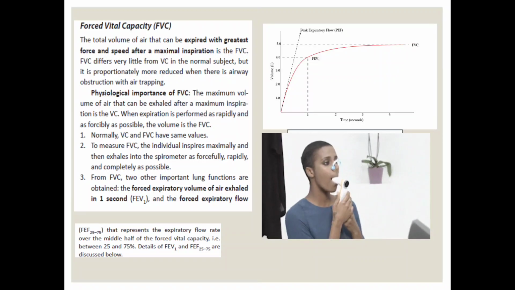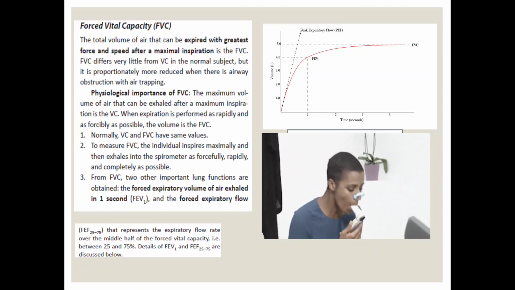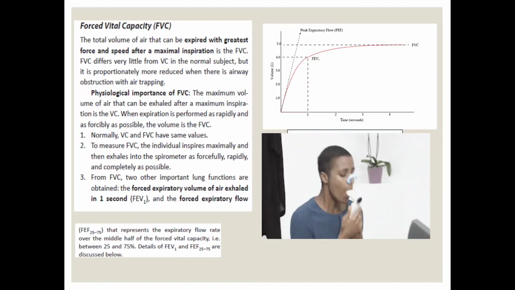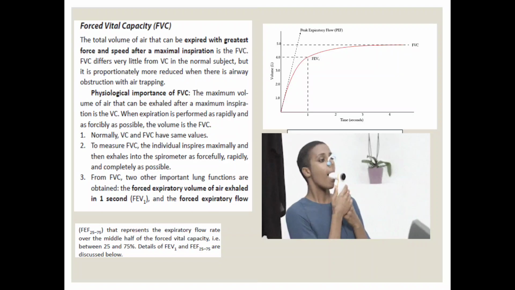Now, what is the physiological importance of forced vital capacity? The maximum volume of air that can be exhaled after maximum inspiration is VC, or vital capacity. When expiration is performed as rapidly and forcibly as possible, the volume is FVC. This measurement is very important because it helps to differentiate between obstructive and restrictive lung disease. From FVC, two other important lung functions are obtained.